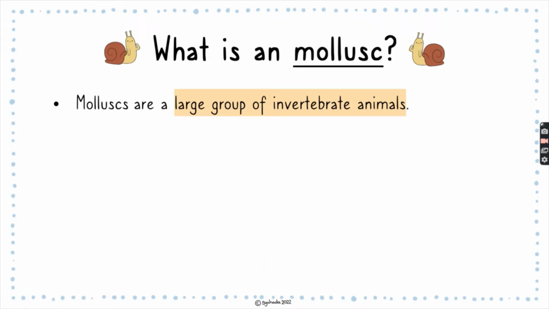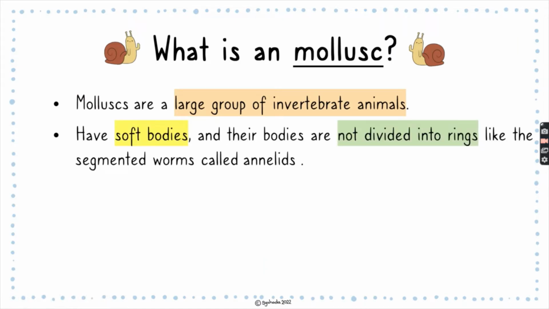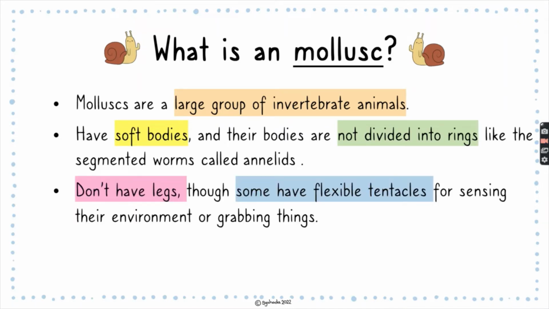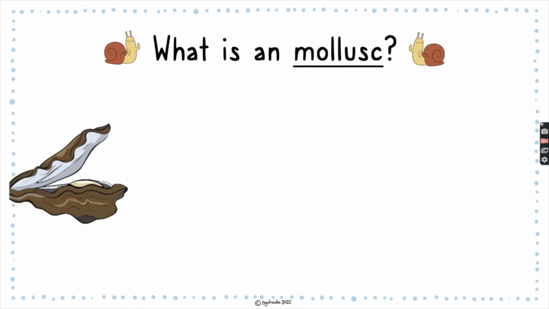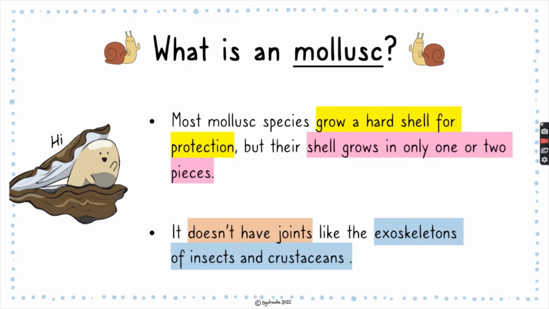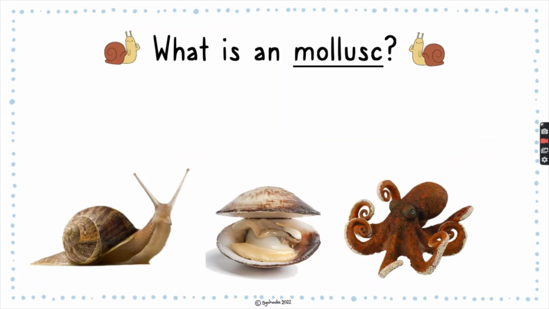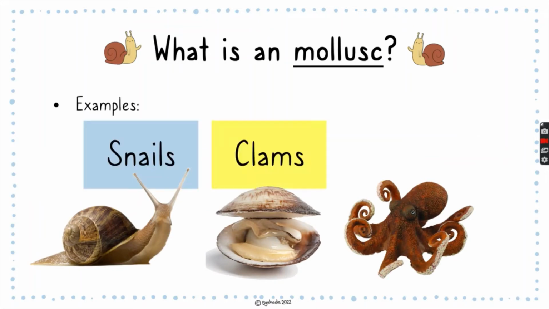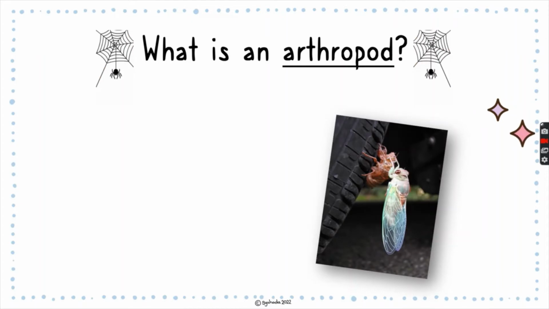Molluscs are a large group of invertebrate animals. They have soft bodies, and their bodies are not divided into rings like the segmented worms called annelids. They don't have legs, though some have flexible tentacles for sensing their environment or grabbing things. Most mollusk species grow a hard shell for protection, but their shell grows in only 1 or 2 pieces. It doesn't have any jointed legs like exoskeletons of insects and crustaceans. Examples of mollusks are snails, clams, and octopus.